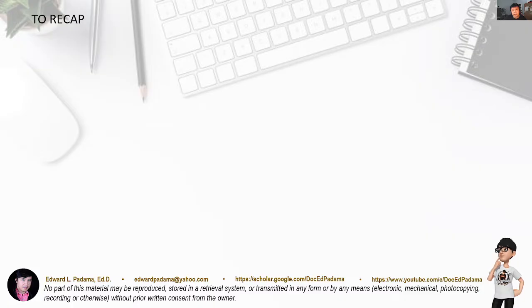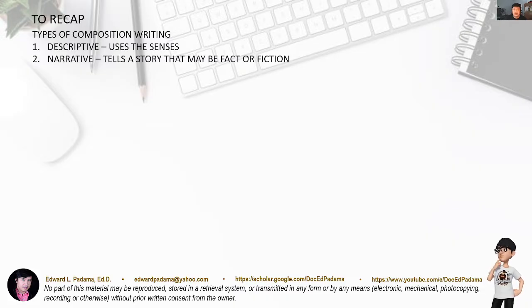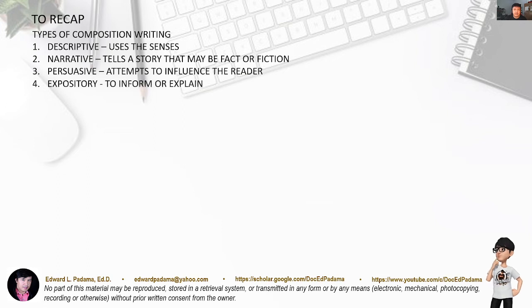Now, to recap what we have already discussed previously in our lesson or in our reference videos, we discussed and presented the different types of composition writing. We have the following: descriptive, narrative, persuasive, and expository. The different key terms used to define and identify these types are presented in the enumeration seen on your screen.